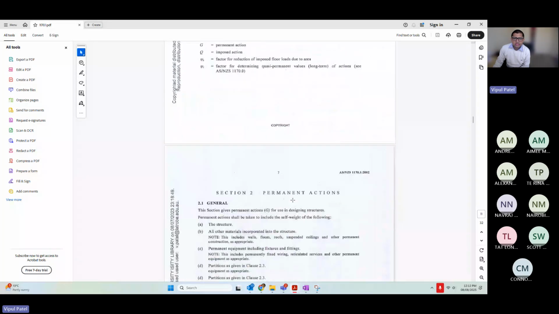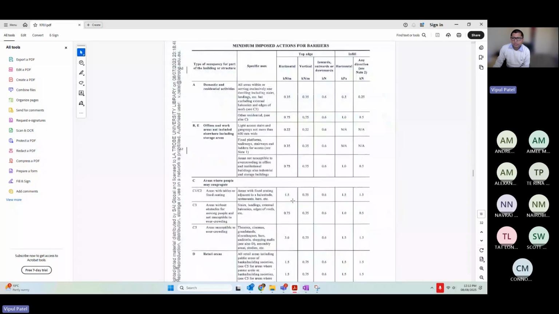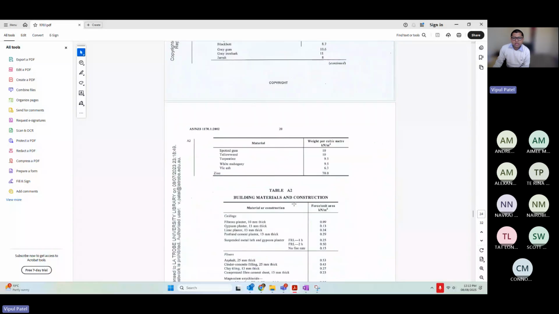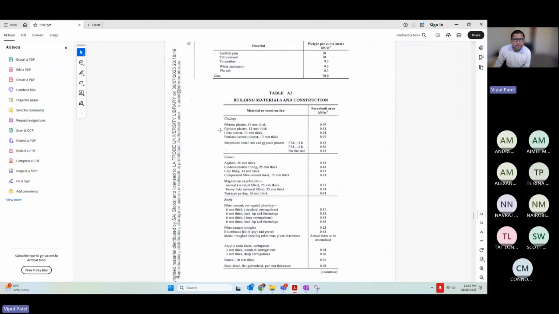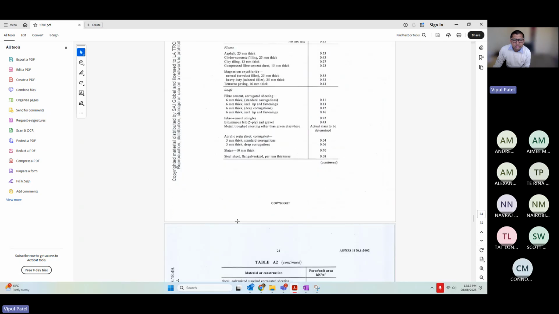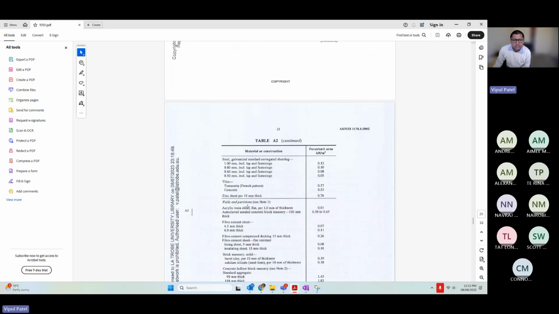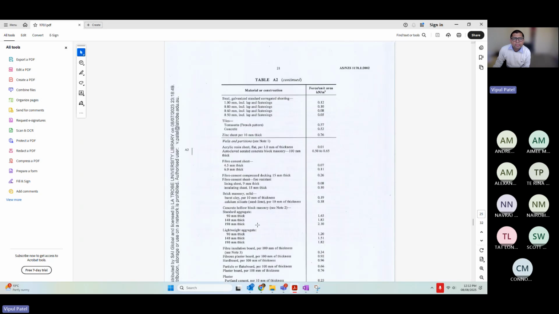So if you go to AS 1170.1, I'm going to copy the tables, and then I will show them to you as well. So if you go to the ceilings, there will be roof, walls, and partitions. Do they have steel corrugated sheetings? Okay, that's the one. And if you look at this 0.5 millimeter, including lap and fastening, you can see this 0.05 kilopascal. So if you use that one, there is not so much wrong about it.